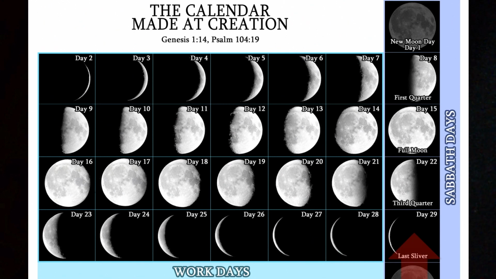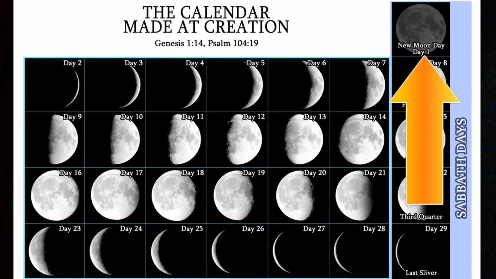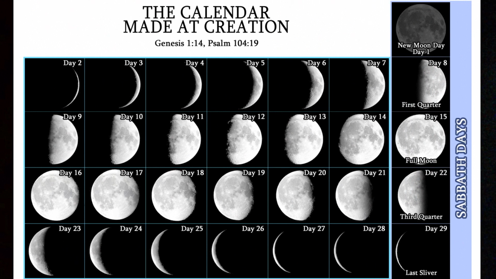Then you arrive to the 4th Sabbath of the month, and then you keep the Sabbath on the 29th. That's the 29th day of the month. That's the last day of the month. The next day is a new moon day. So this is how it works. This is how the lunar calendar works.